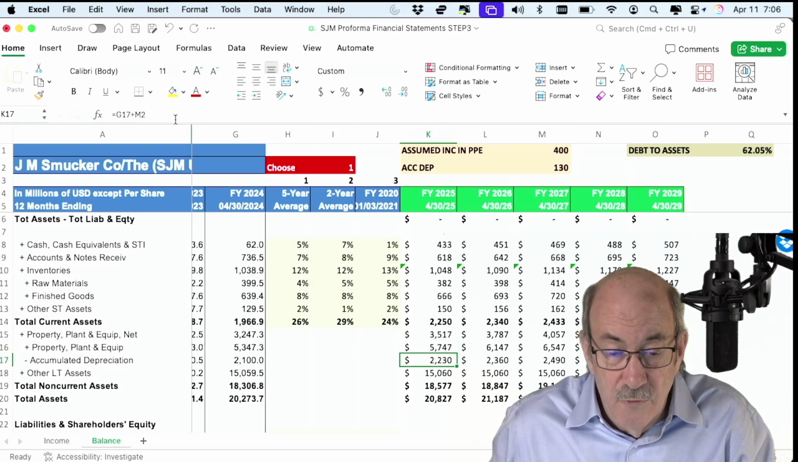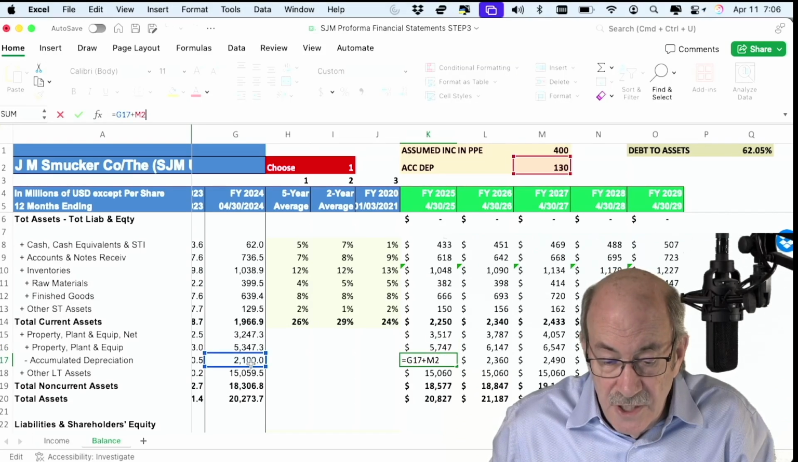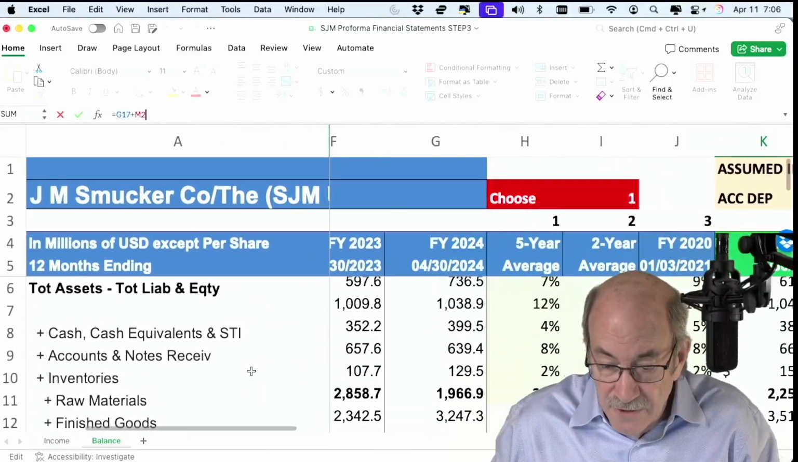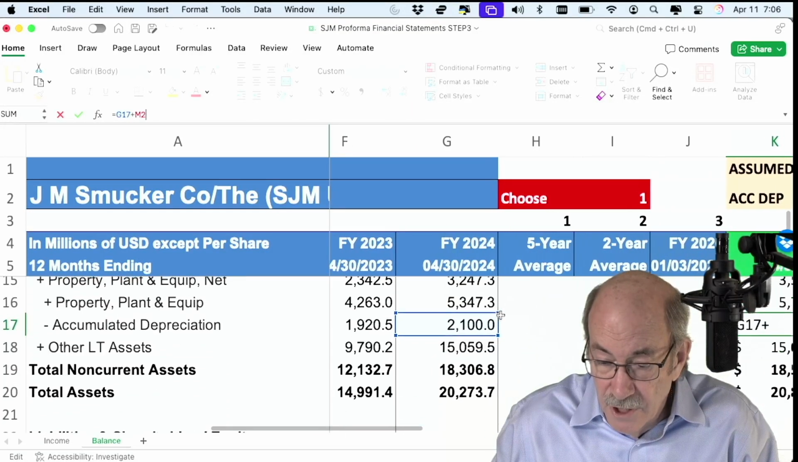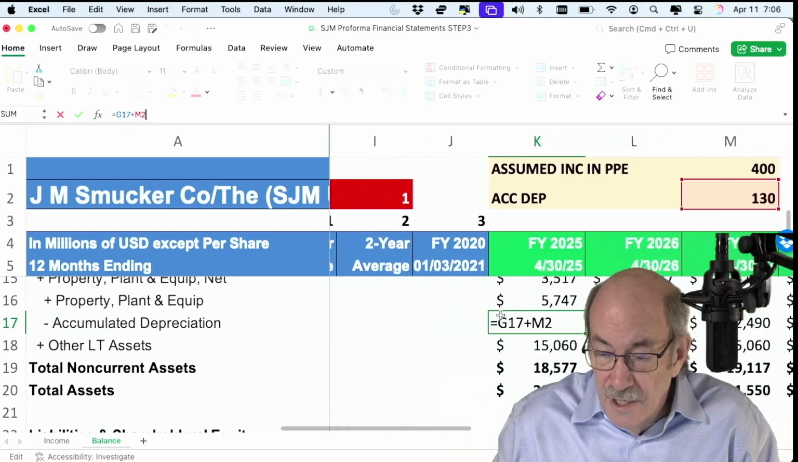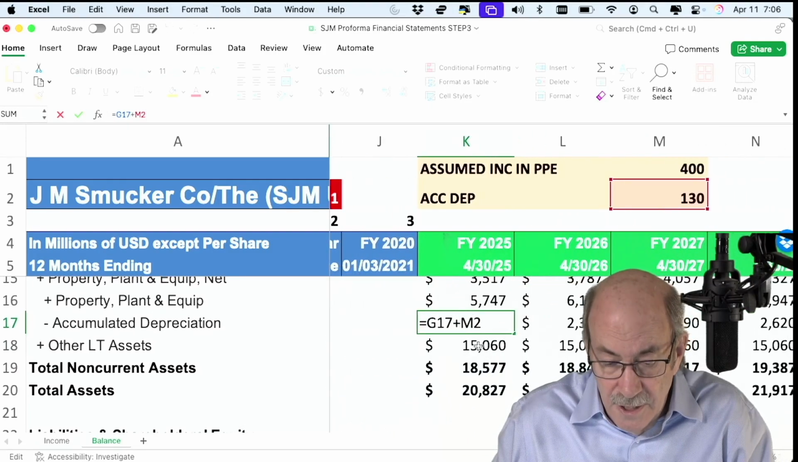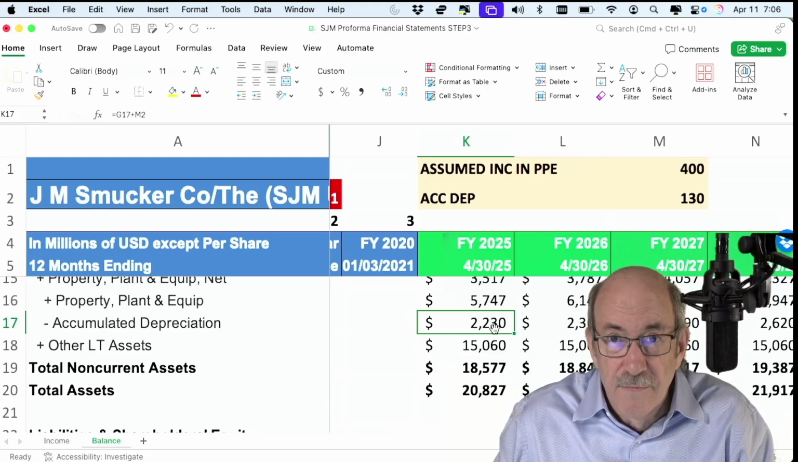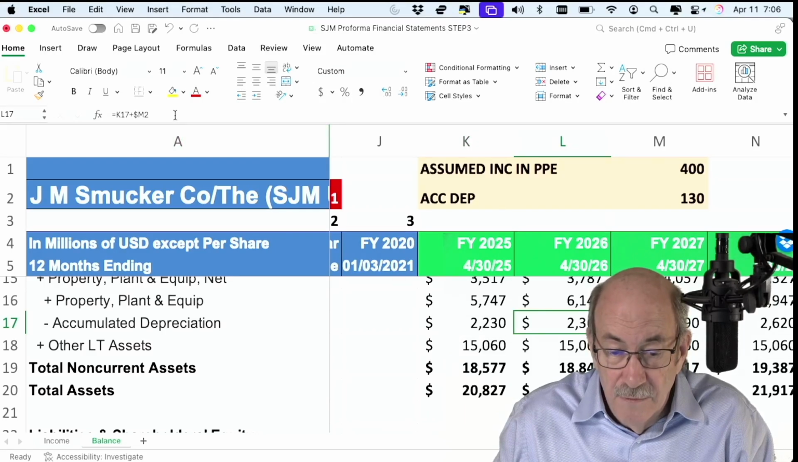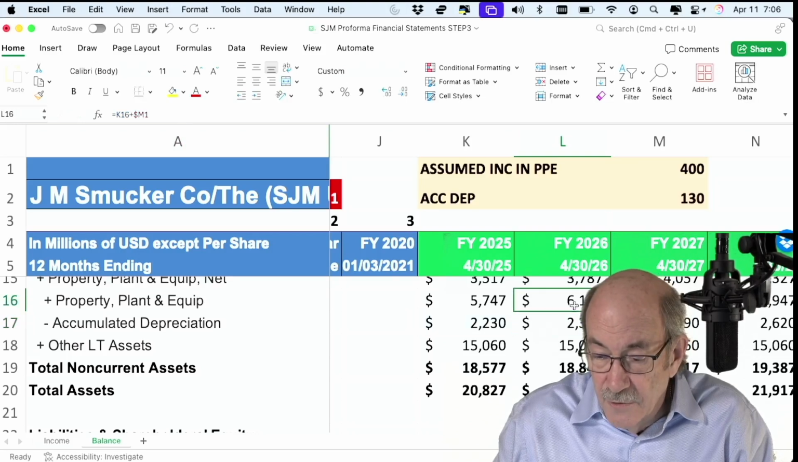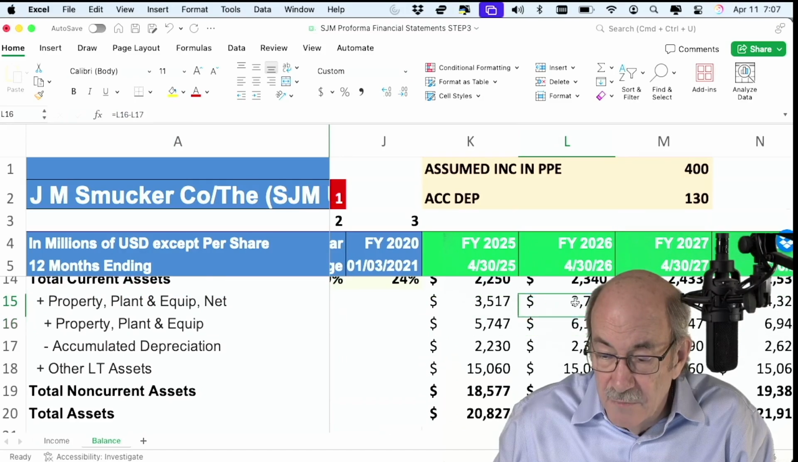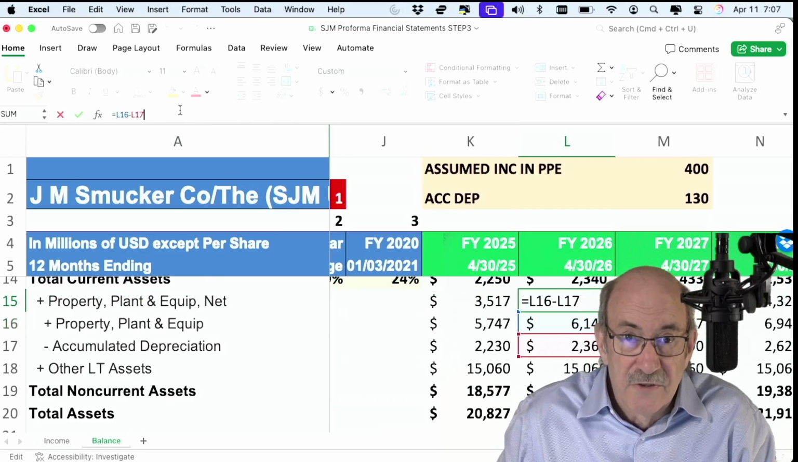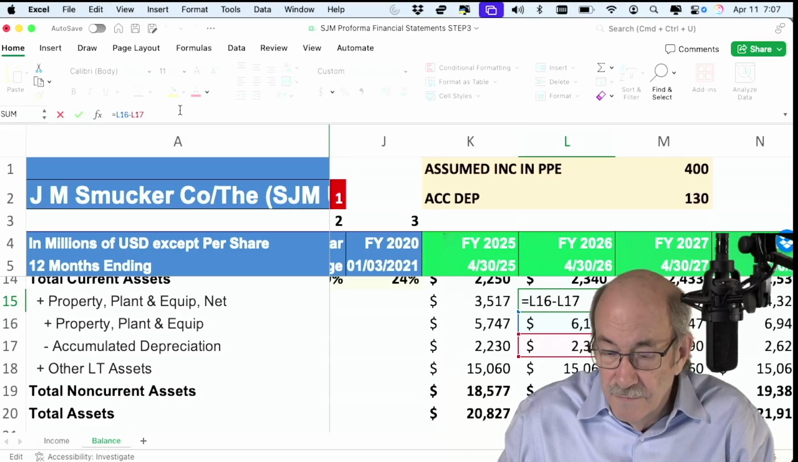Same thing happens here with my accumulated depreciation. I take last year's, the 2100, and again, I hope that's more or less visible to y'all. Let me get back to that. Here we go. I take that 2100 and I add to it the 130, and I end up with 2230. I do a similar thing here, and likewise with the gross assets there. And then, of course, the net PPE is simply gross assets minus accumulated depreciation.